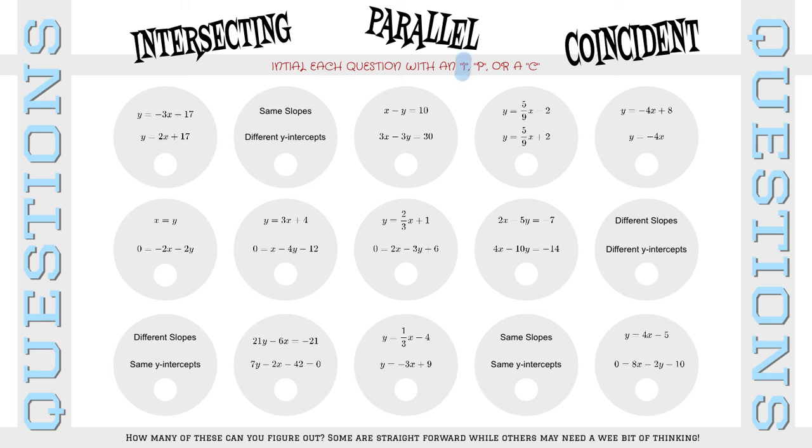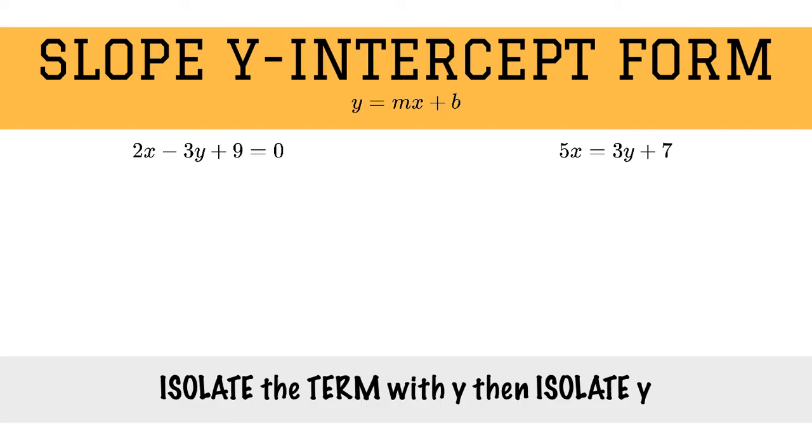But if the pair or the words happen to illustrate an intersecting situation, put an I. If they're parallel, a P. And if they're coincident, a C. So in my next slide, I'm going to show you the strategy that I'm going to use, and then I'll show you the answer. My strategy is to always put your equations into y equals mx plus b, because that gives you the information that you need.